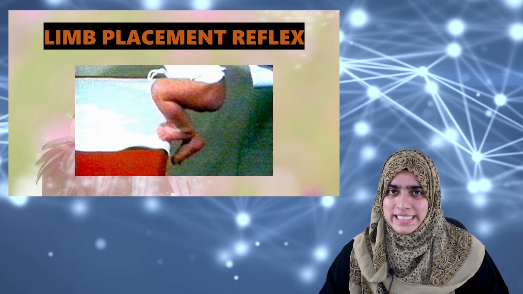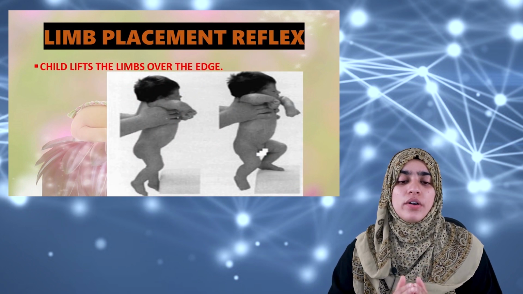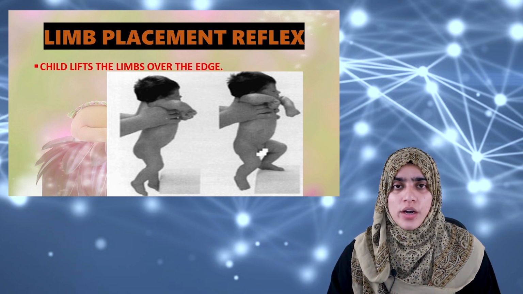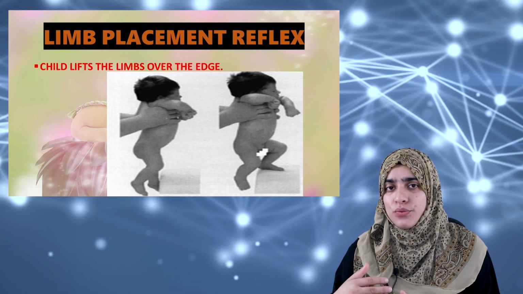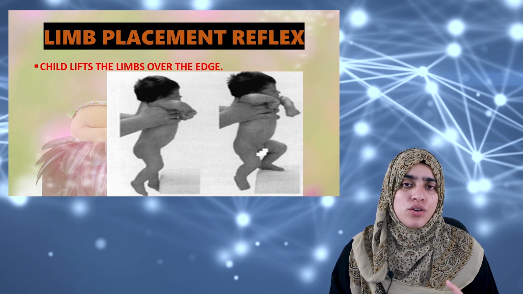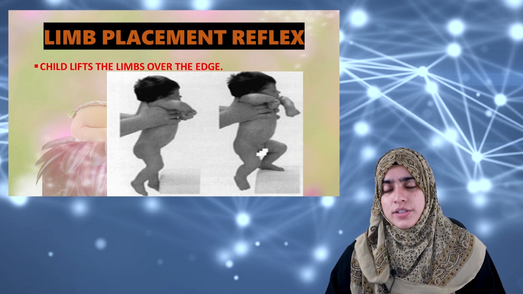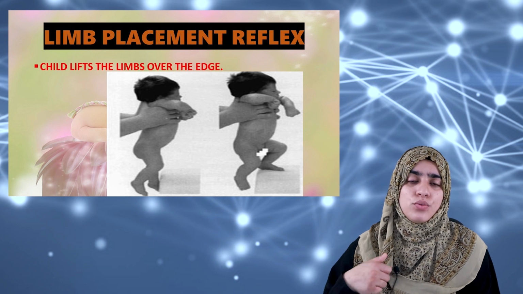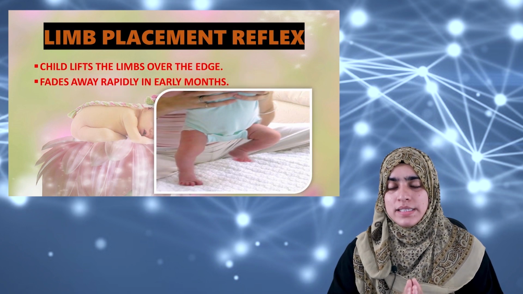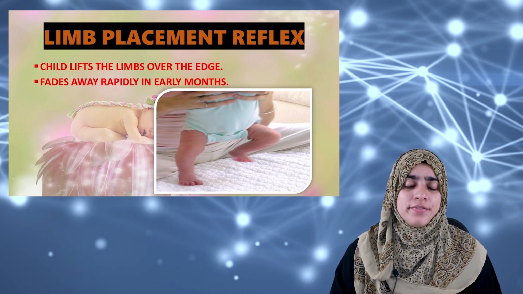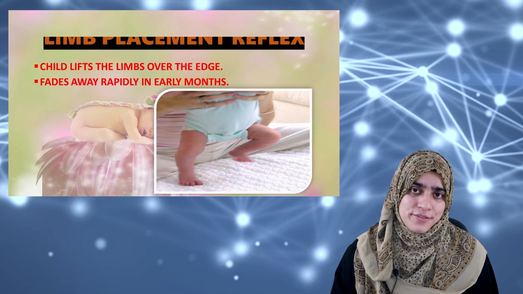Limb placement reflex is another general body reflex. When the front of the leg below the knee, or the arm below the elbow, is brought into contact with the edge of a table or surface, the child will lift the limb over the edge. They try to lift the limb or the arm above that surface. This is present at birth and will usually fade rapidly in the early months of life.